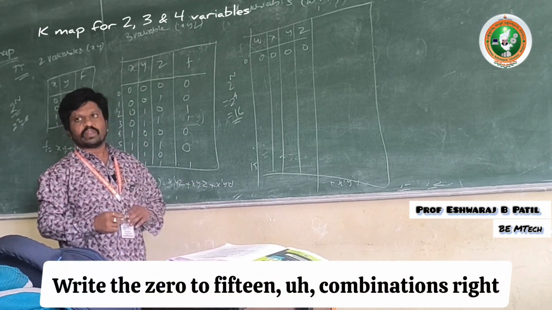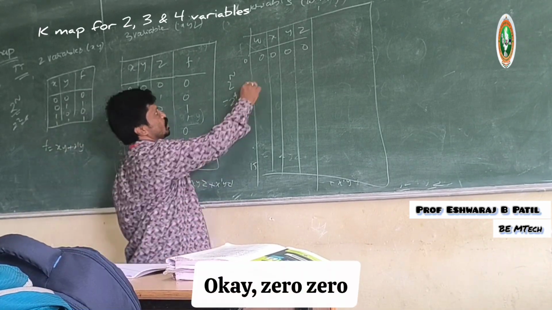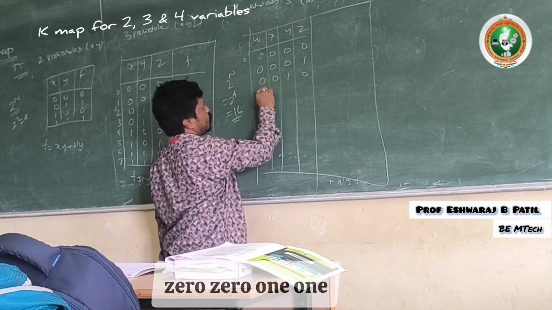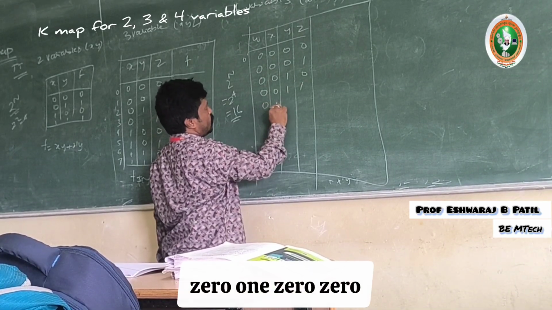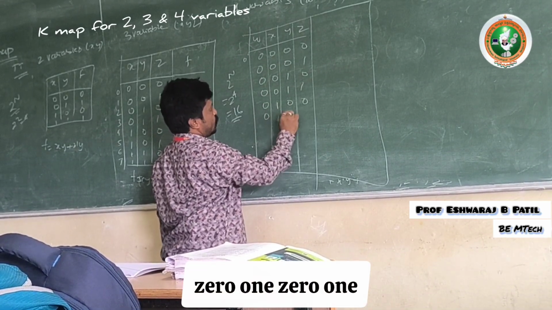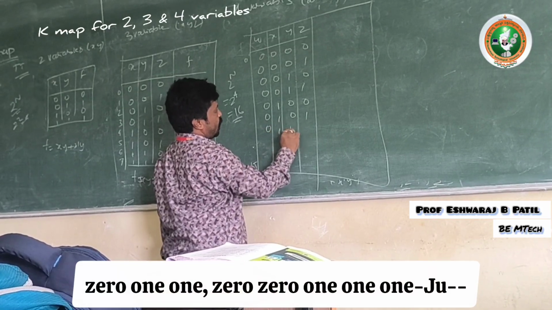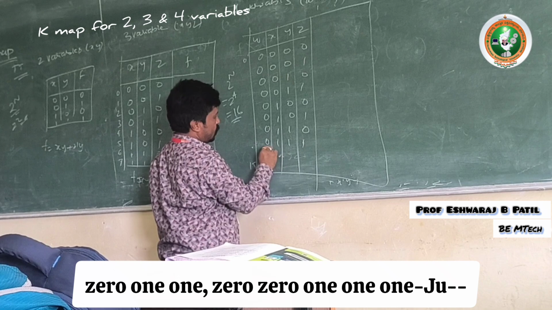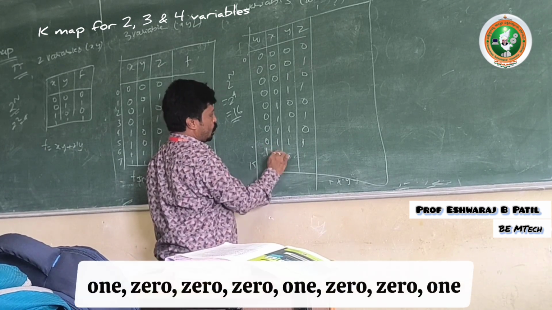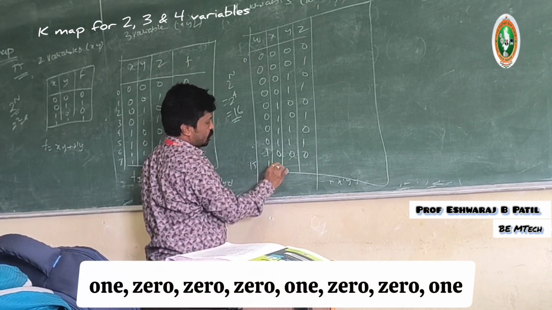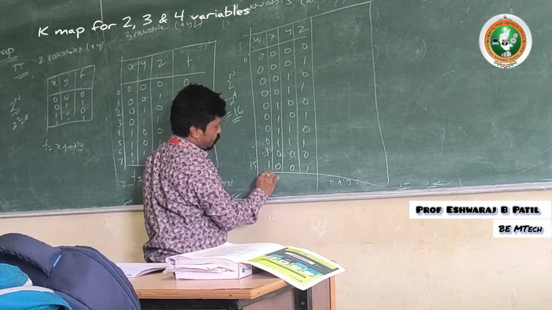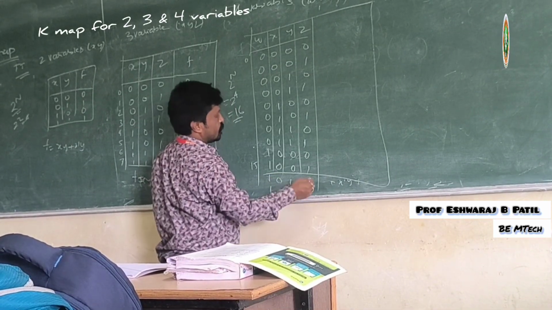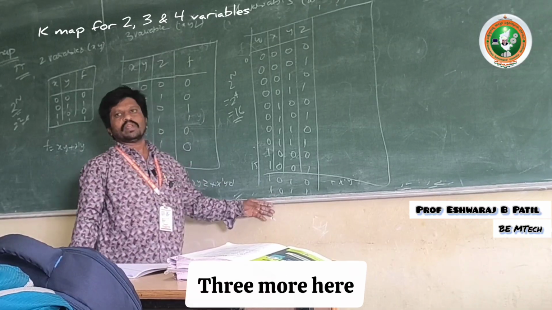Write the 0 to 15 combinations, right? Okay, 0000, 0001, 0010, 0011, 0100, 0101, 0110, 0111, 1000, 1001, 1010, 1011. I need one more, 3 more here, 2 more.